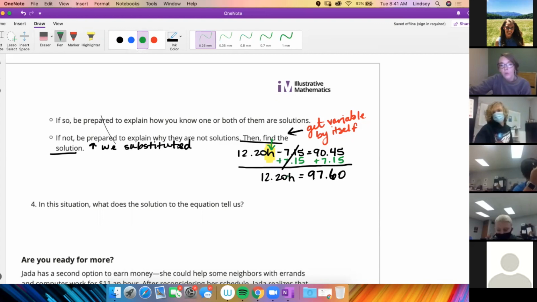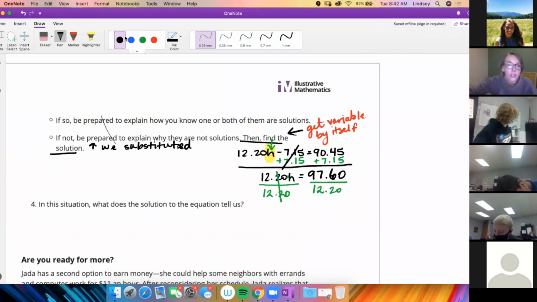I have 12.20 times H. How am I going to get that H by itself? Divide. I'm going to divide it. If I do it to one side, you've got to do it to the other side. My 12.20s cancel, and H equals 8.